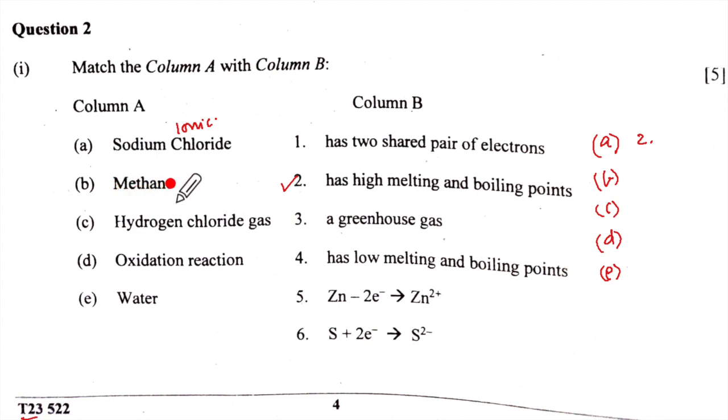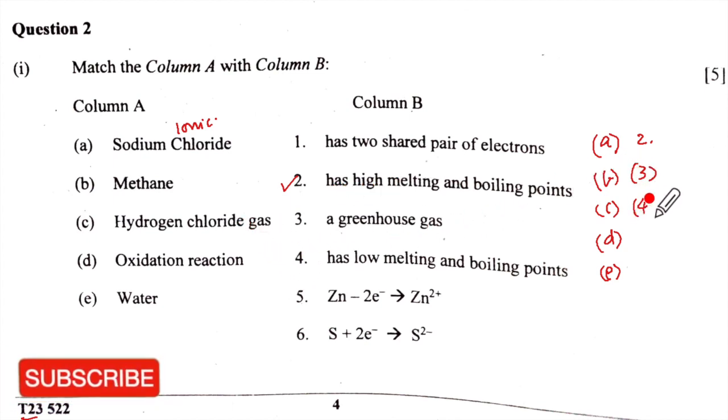Methane. Now methane is a covalent compound, non-polar. Oh, it is also a greenhouse gas. So methane is going to be 3. So we will write here 3. Hydrogen chloride gas. Now hydrogen chloride gas is covalent. So it will have low melting and boiling point as against the ionic compound. So hydrogen chloride gas will be number 4.